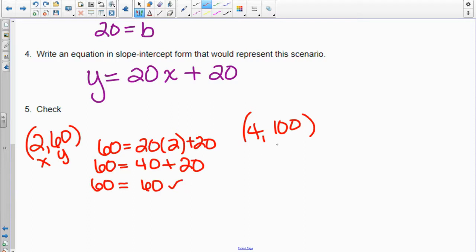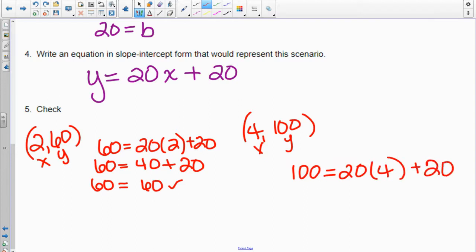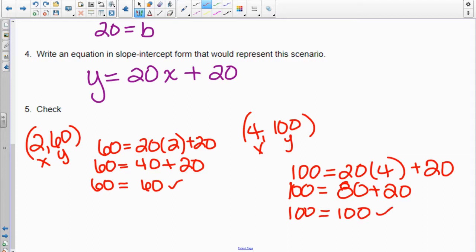Let's try this one. Our y is 100, so we're going to go 100 equals 20 times the 4 weeks, and we're going to add the 20 miles at the end there. So 20 times 4 is 80, add 20, which is 100. So this proves that this equation would contain those 2 points.